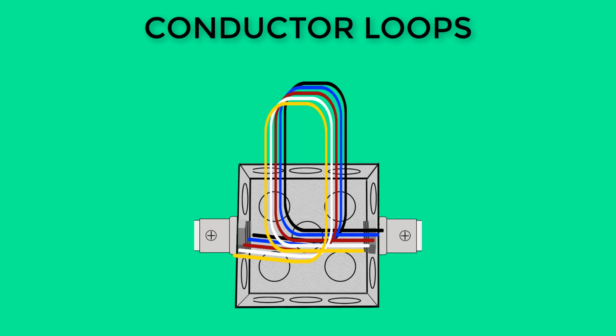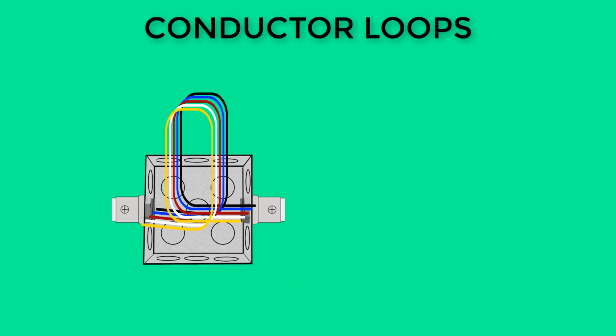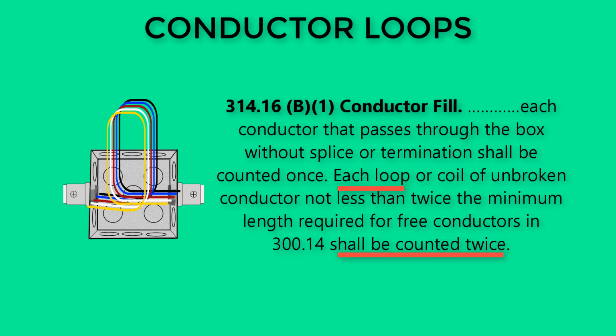Article 314.16(B)(1) of the Code identifies the conductor count when they are looped with no splice. Article 314.16(B)(1) states in part, each conductor that passes through the box without splice or termination shall be counted once. Each loop or coil of unbroken conductor not less than twice the minimum length required for free conductors in 300.14 shall be counted twice.